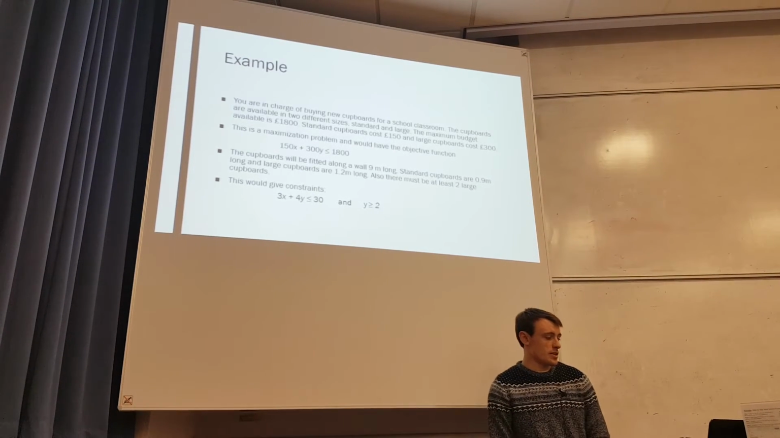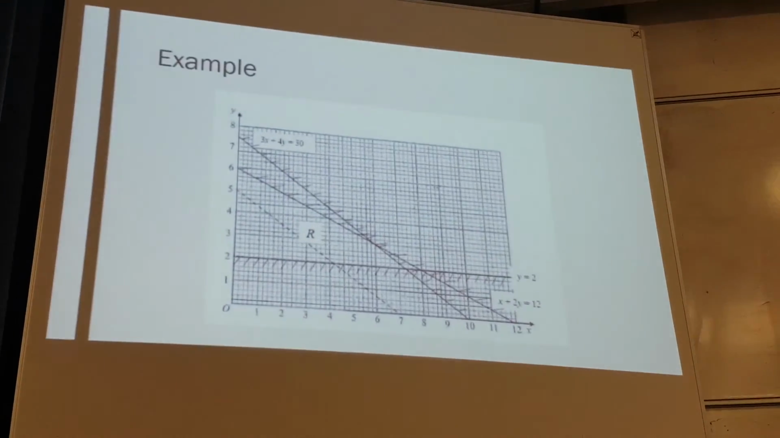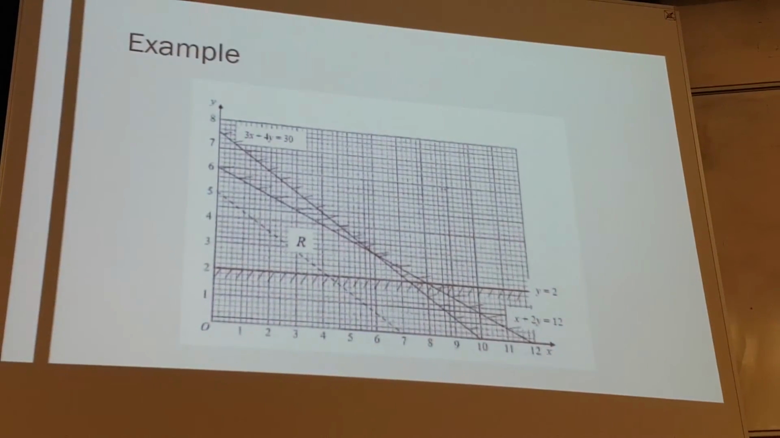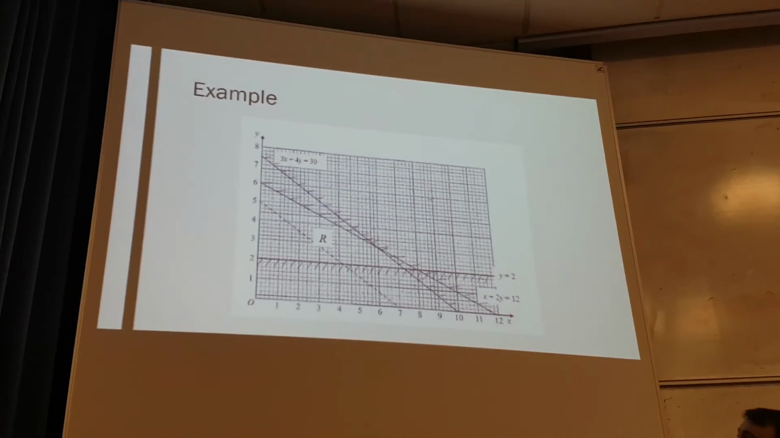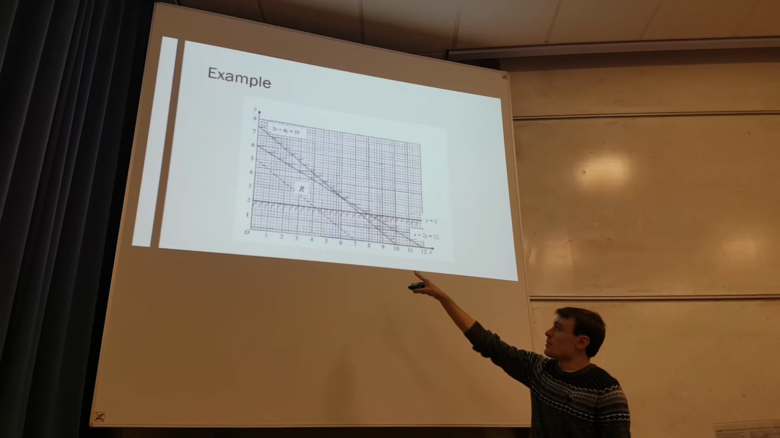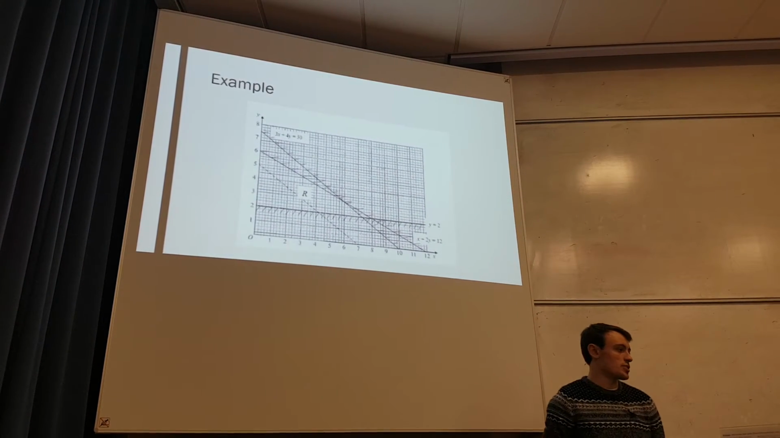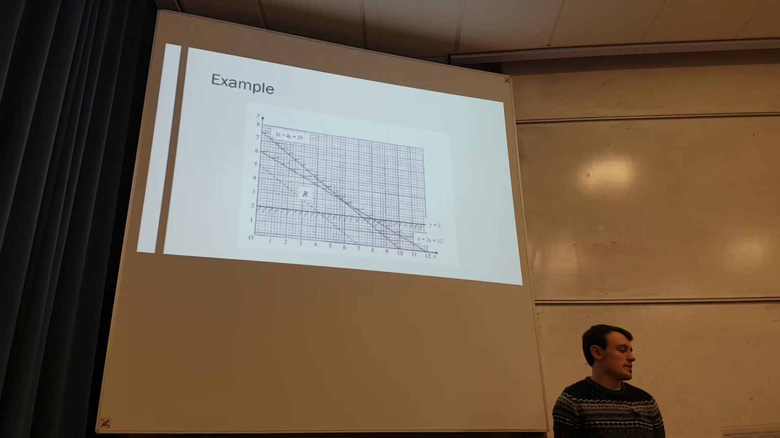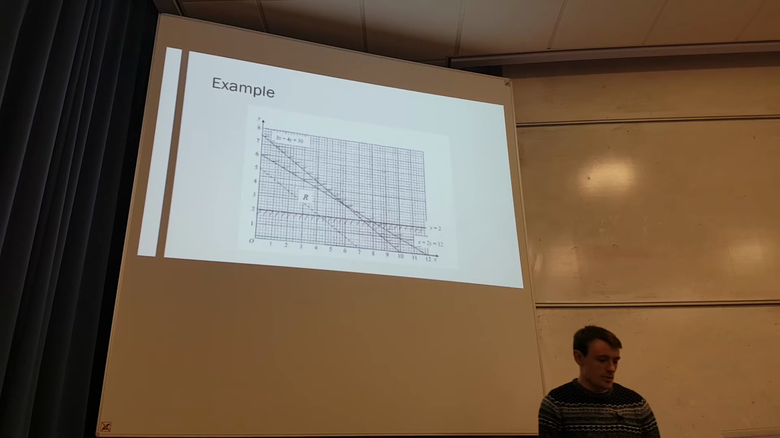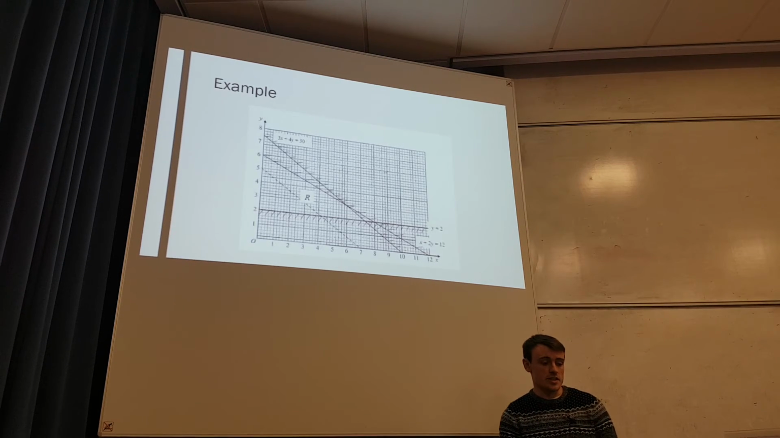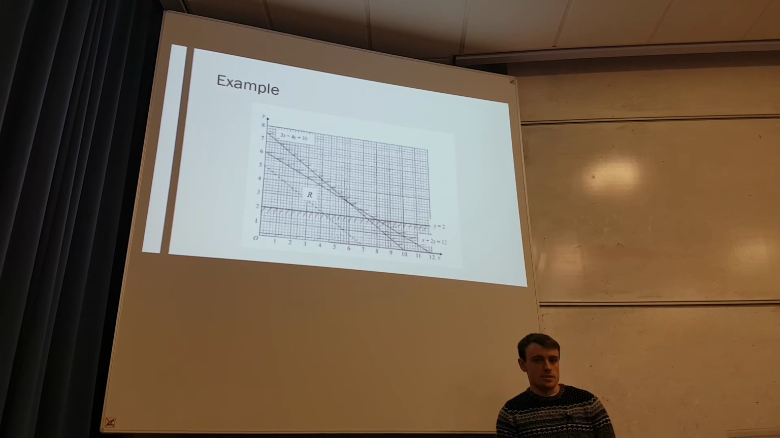After that, you plot that on a graph, which gives you that, and the R is the feasible region, marked off by two lines at the top and those two lines at the bottom. The dotted line is the objective function line, which you can use to find the point furthest away from the origin. The optimal solution here ends up being 6 standard cupboards and 3 large cupboards.